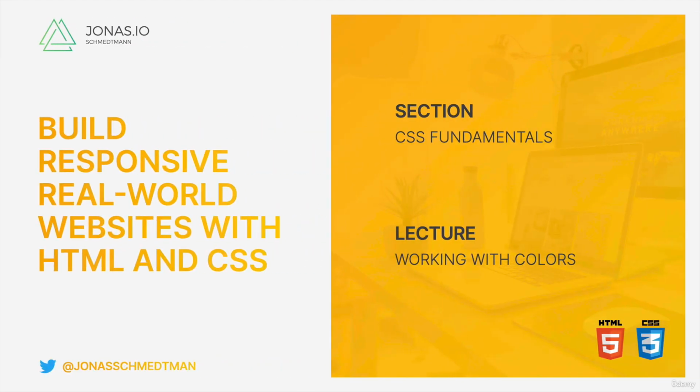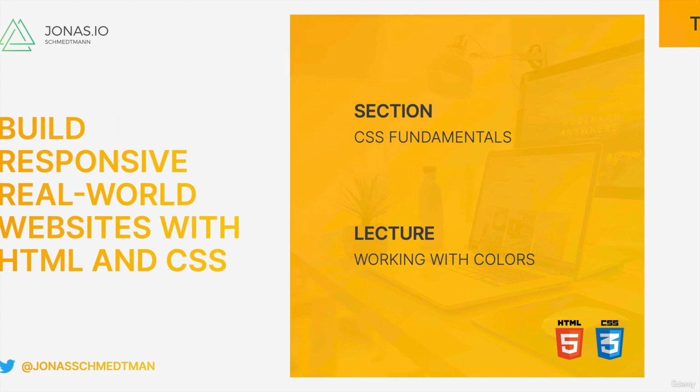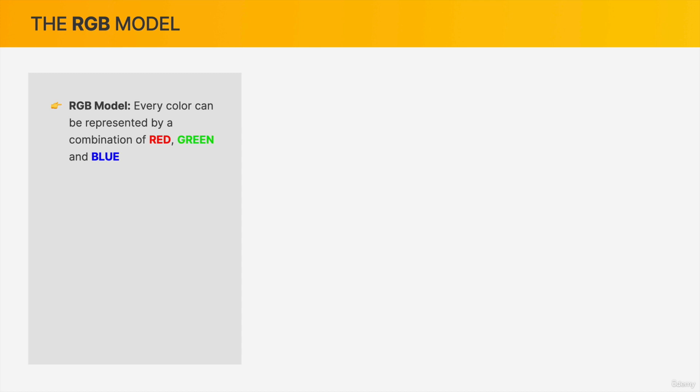Welcome back. In this lecture, we will learn how to work with colors in CSS. However, before we can actually go back to our CSS, we first need to learn a little bit about the theory of how to represent colors using code. Now, there are many ways of representing colors in computers and basically in writing code, but one of the more traditional models is the RGB model.